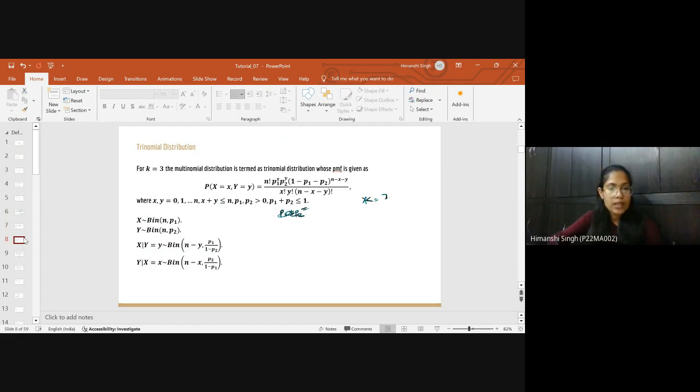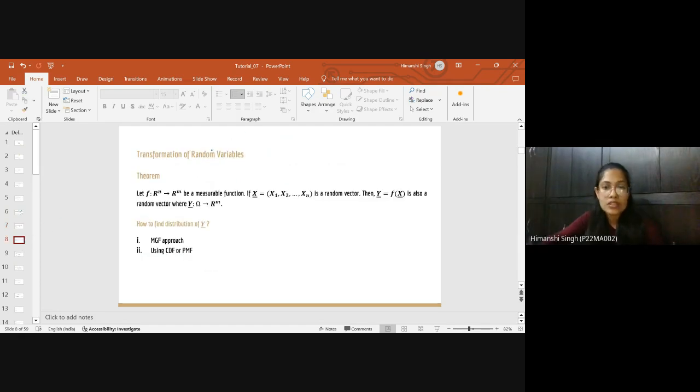Now apart from this, transformation of random variables was also introduced. So basically we are taking a random variable, or we can say a random vector. If f is a measurable function from Rn to Rm, and we are considering a random vector X1, X2, up to Xn, then this function of X1, X2, up to Xn, which we denote as Y bar, will again be a random vector if f is measurable.